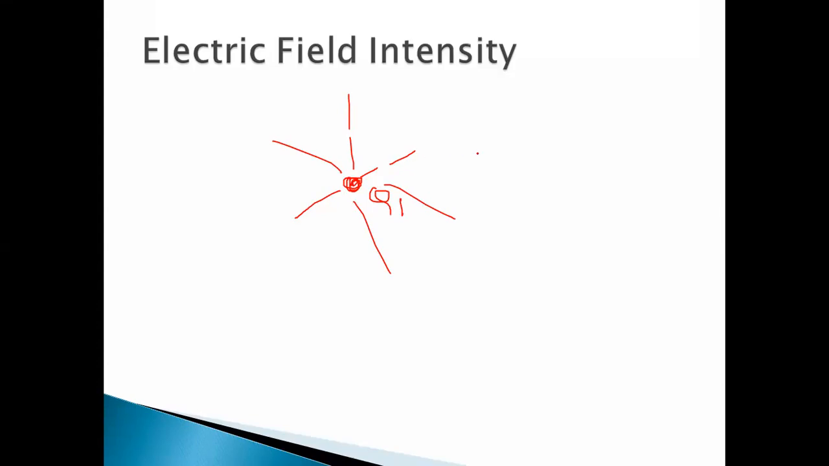Now if I put another charge Qt near to this first charge Q1, and if I move this test charge in or around this charge Q1, then what will happen? Some force will be exerted there.